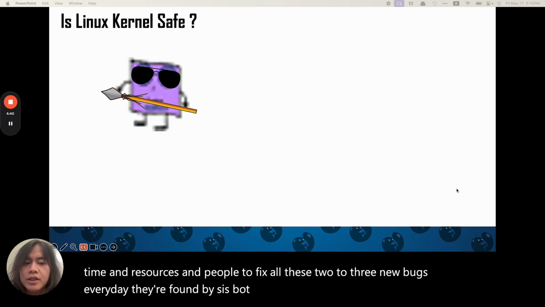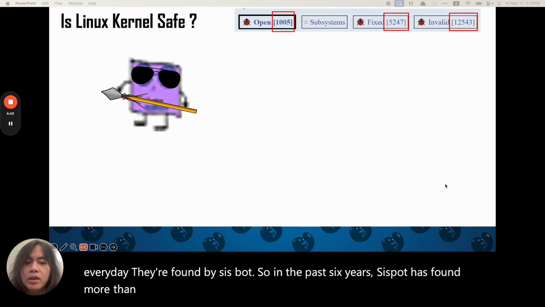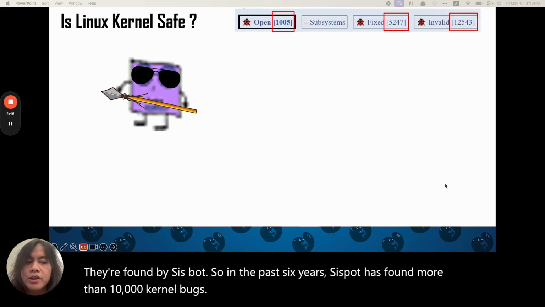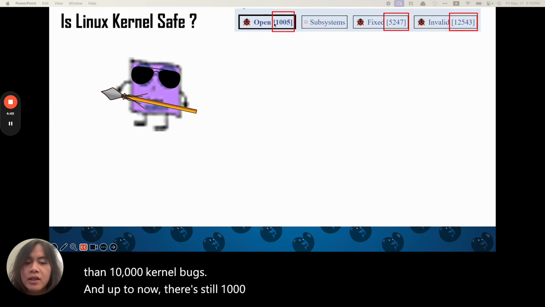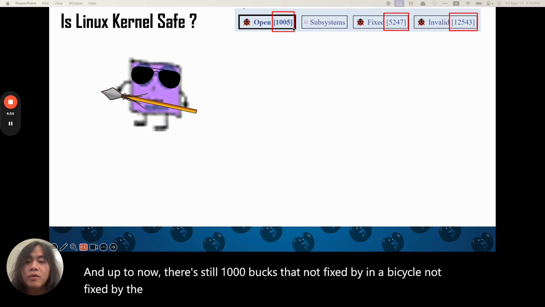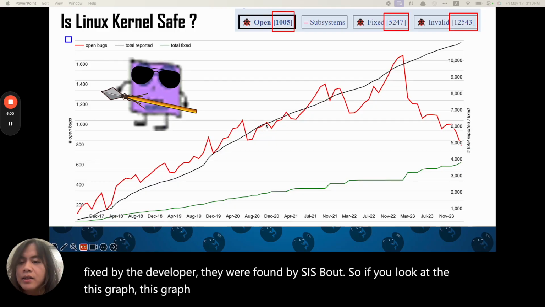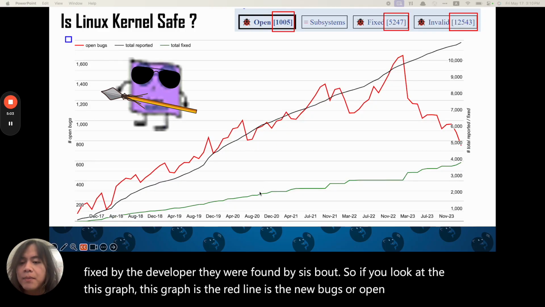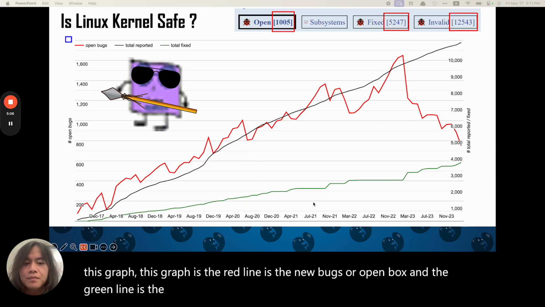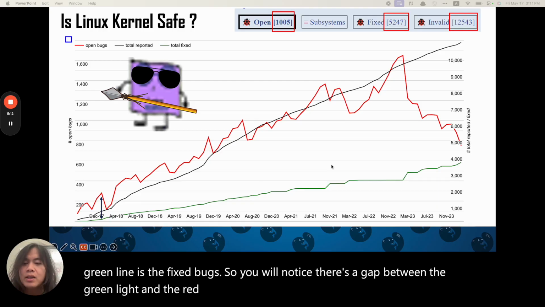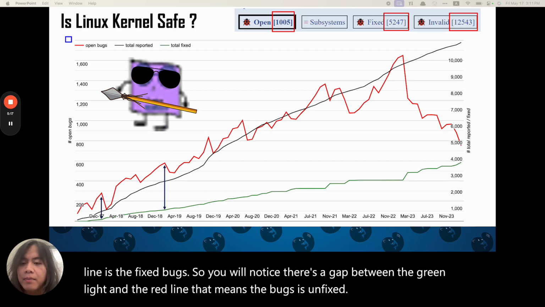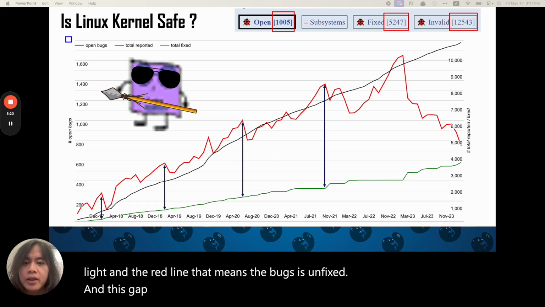In the past 6 years, Syzbot has found more than 10,000 kernel bugs. And up to now, there are still 1,000 bugs that are not fixed by the developers. If you look at this graph, the red line is the new or open bugs, and the green line is the fixed bugs. You will notice there's a gap between the green line and the red line. That means the bugs are unfixed. And this gap is expanding every year.